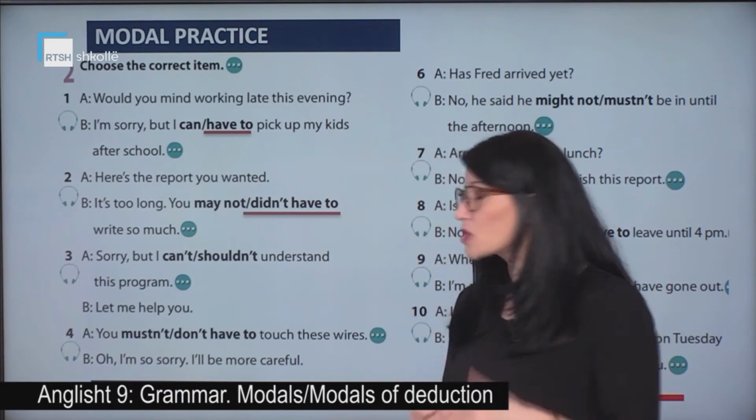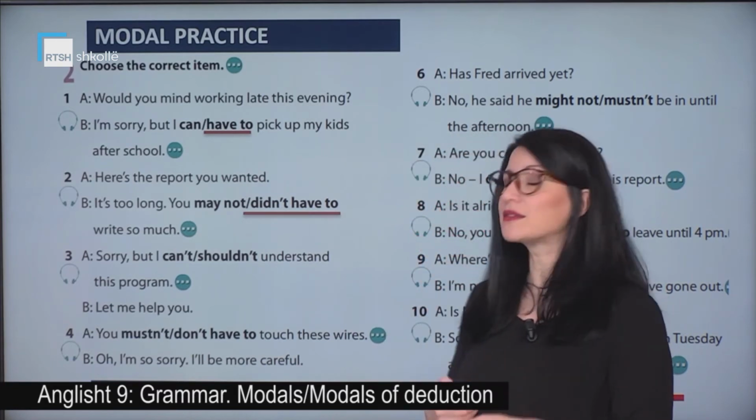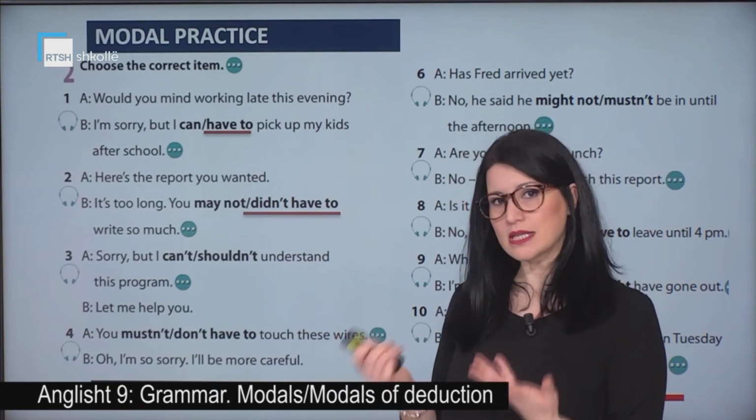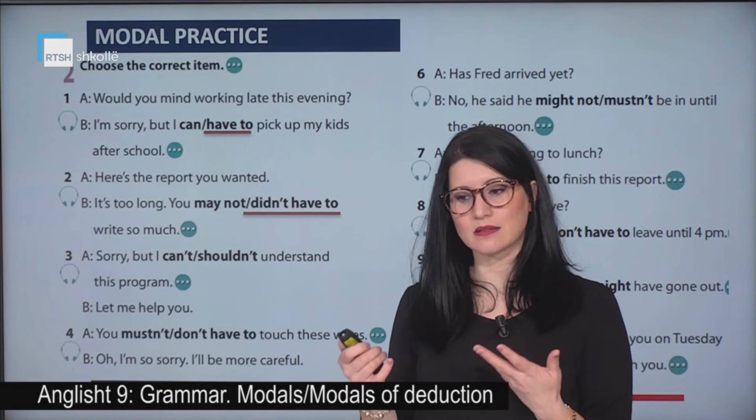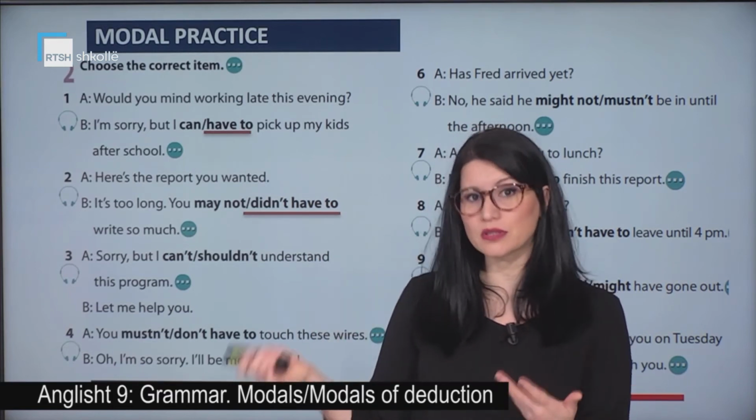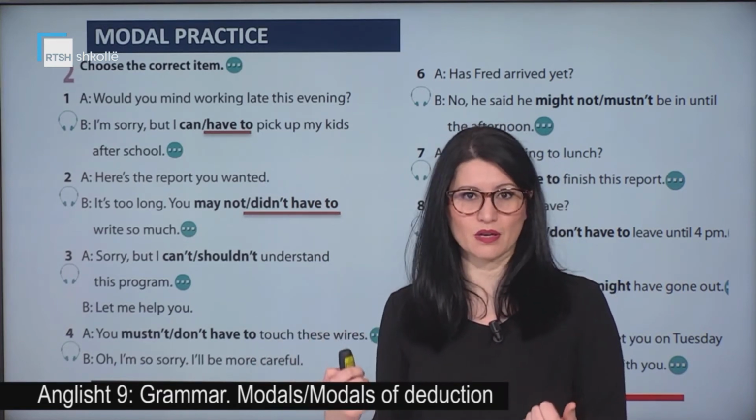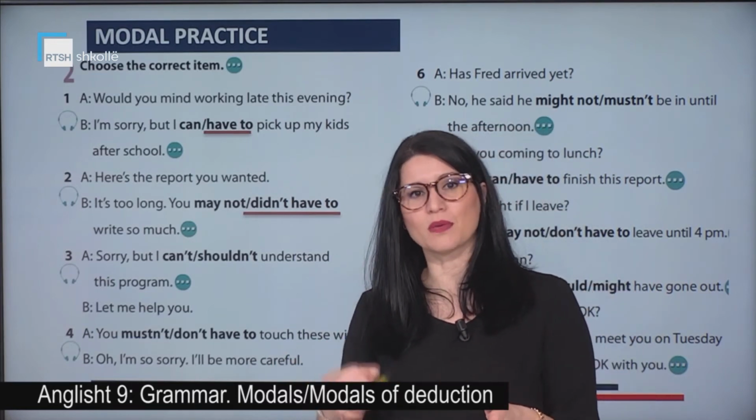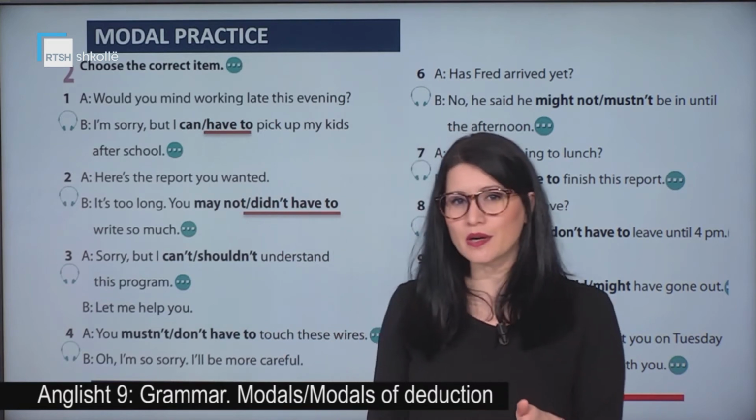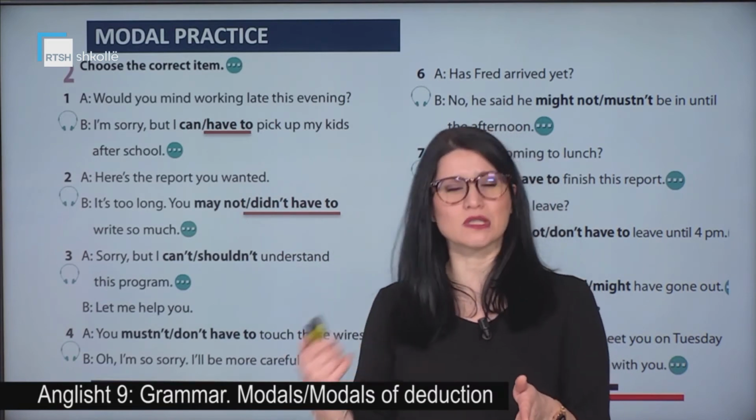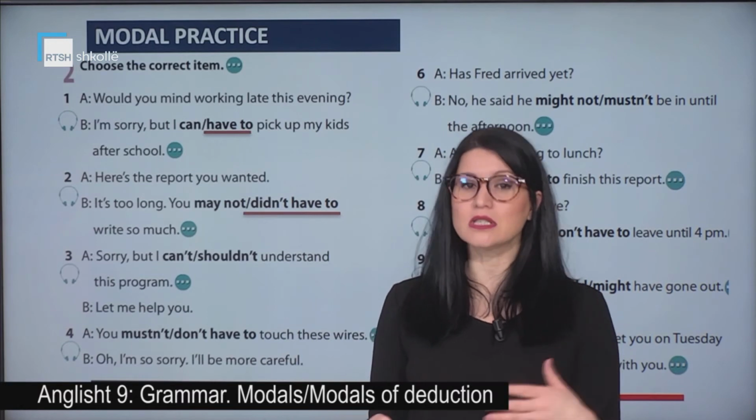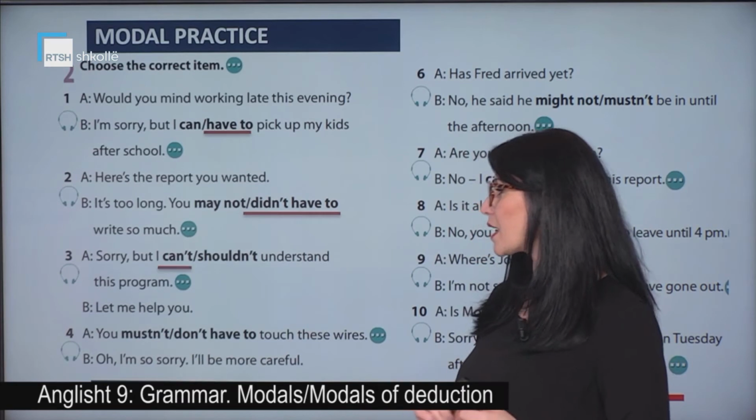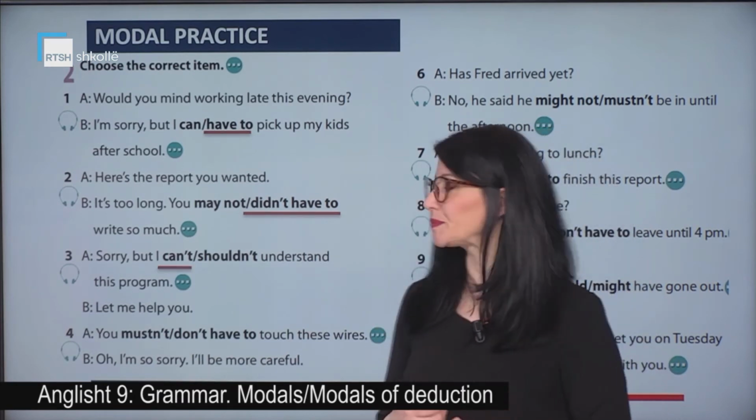Number 3, sorry, but I can't or shouldn't understand this program. Let me help you. Now, this person is saying that he has a lack of ability to do something, inability to do something. And what is the negative form of the modal verb that expresses ability? We learned that can is used to express ability, and can't is used to express lack of ability, that is inability. So in this case, it is can't.